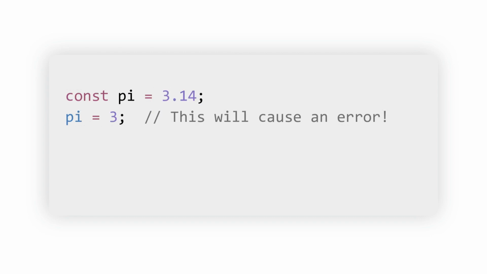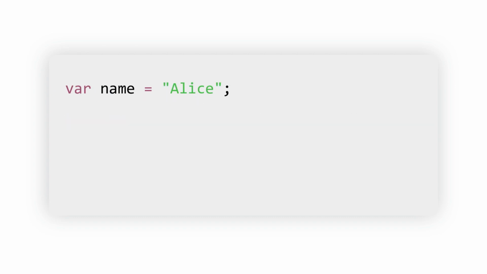On the other hand, const is used when you want a variable whose value should not change after it's been set. If you try to change the value of a const variable, you'll get an error. For example, here, const pi equals 3.14. But if you try to change it, for example, pi to 3, this will cause an error. And then there's var. You might still see var in older JavaScript code, but it's generally recommended to use let or const because they provide more predictable behavior.